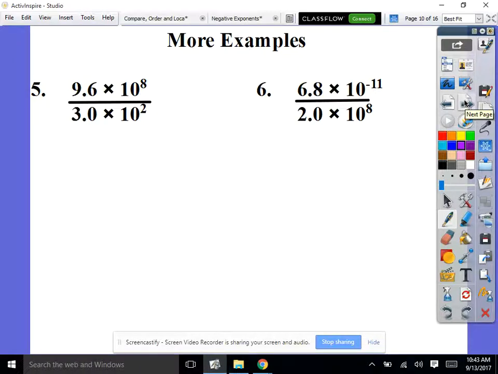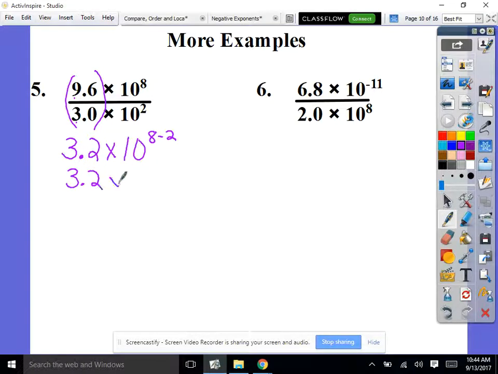All right, so I'm going to group these together. So 3 goes into 9 3 times, and 3 goes into 6 2 times, 10 to the 8 minus 2. So that would be 3.2 times 10 to the 6.